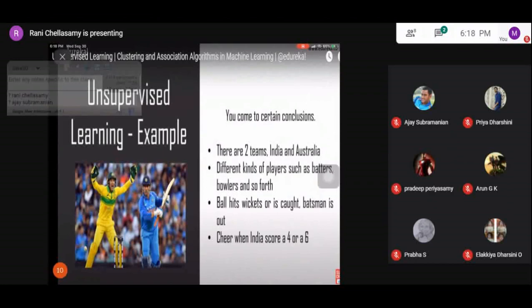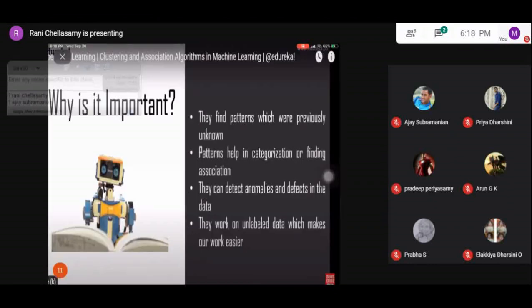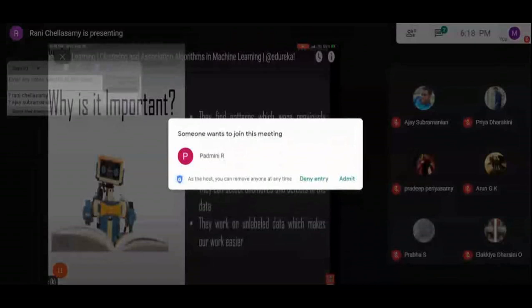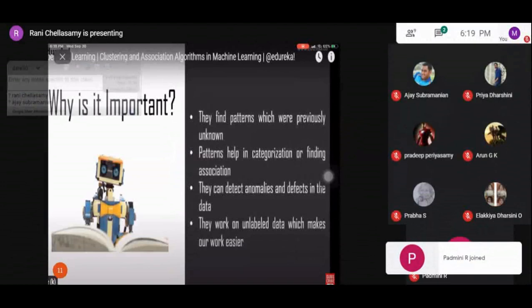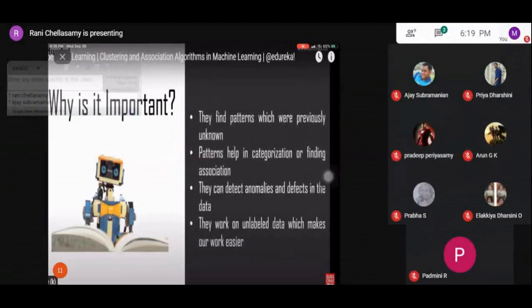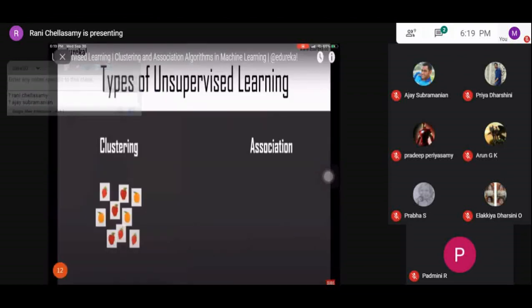So unsupervised learning, why is it so important? The main objective of unsupervised learning is to find the patterns which were unknown. And the patterns will help in categorizing the groups or finding the association between the patterns. They can also detect the anomalies and the defects in the data. Unsupervised learning works on unlabeled data, which makes our work easier. And coming to the types of unsupervised learning algorithms, you have clustering and association.